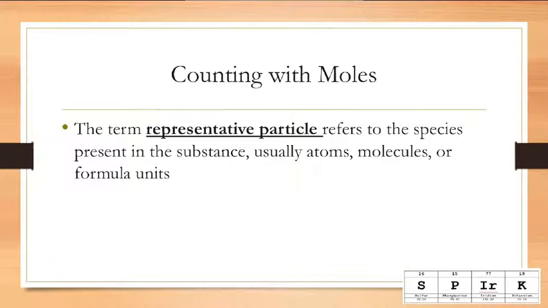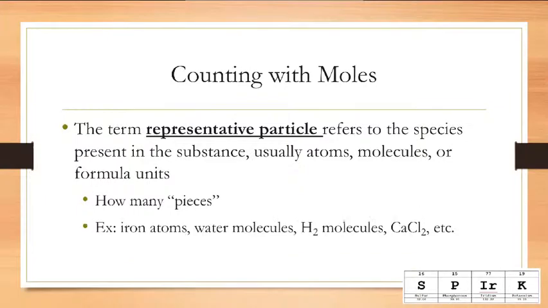The term representative particle refers to the species present in the substance, usually atoms, molecules, or formula units. So it basically just means how many pieces. For example, there's iron atoms, water molecules, H2 molecules, CaCl2 compounds or particles. Those are all just pieces. Just like we have a dozen eggs, we could have a dozen water bottles or a dozen people. Just representative particles.